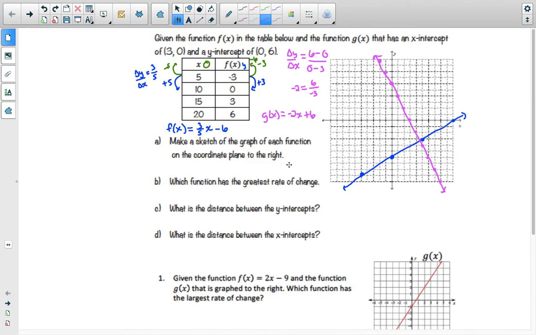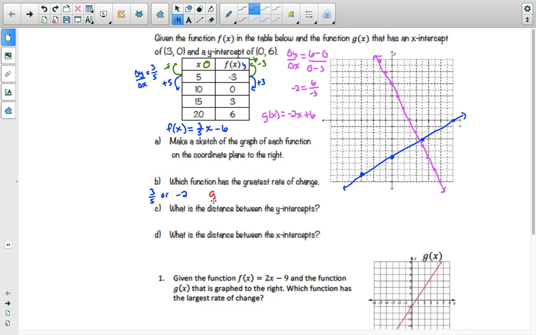Which function has the greatest rate of change? The greatest rate of change, we want to look at the values. We have f of x has a rate of change of 3 over 5, or a negative 2. If we're looking at the greatest rate of change, we want to see which value has the greater absolute value, or the steeper slope. So even though g of x has a negative slope, it still has a faster rate of change because it is going faster. So we would say that the negative 2 has the faster rate of change.